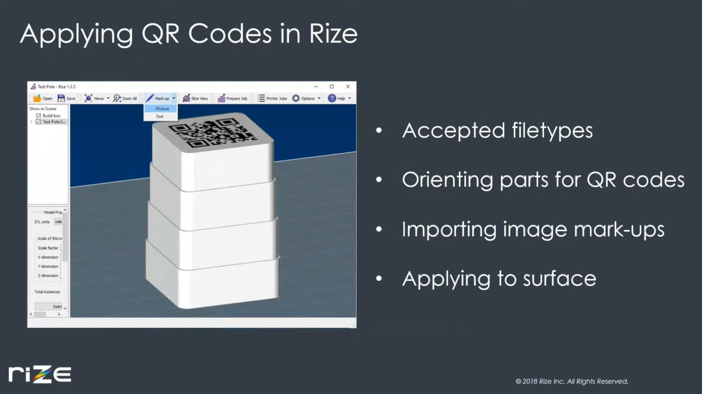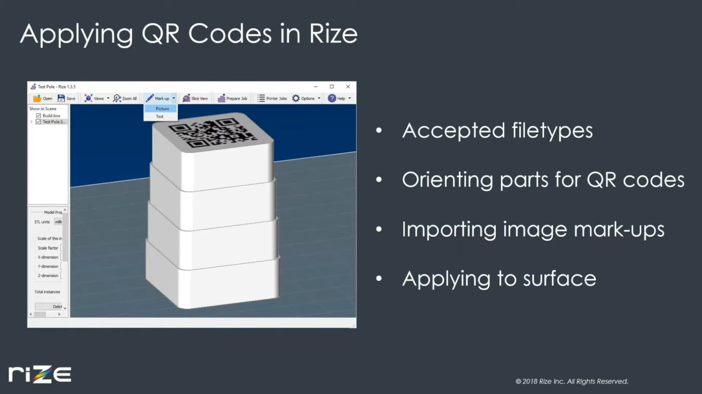Now, once you've created and saved a QR code image to your computer, you can import it into RISE software. RISE accepts 6 types of image files, including PNG and bitmap, so whichever file type you choose to save your QR codes, be sure that it is compatible.